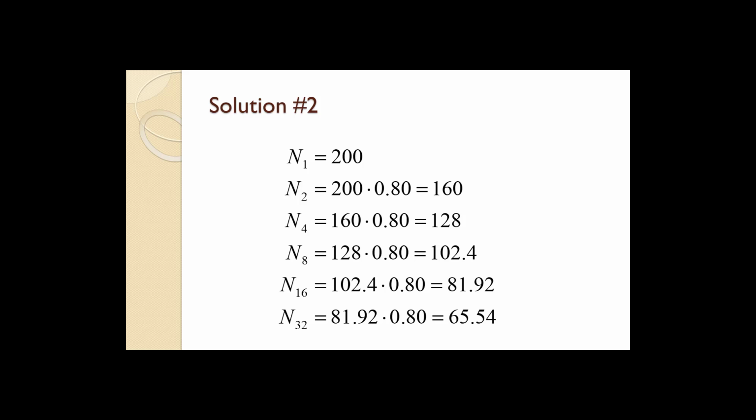Doubling to unit number 2 equals 160. Doubling to unit number 4 equals 128. Doubling to unit number 8 equals 102.4. Doubling to unit number 16 equals 81.92. Finally, doubling to unit number 32 equals 65.64.